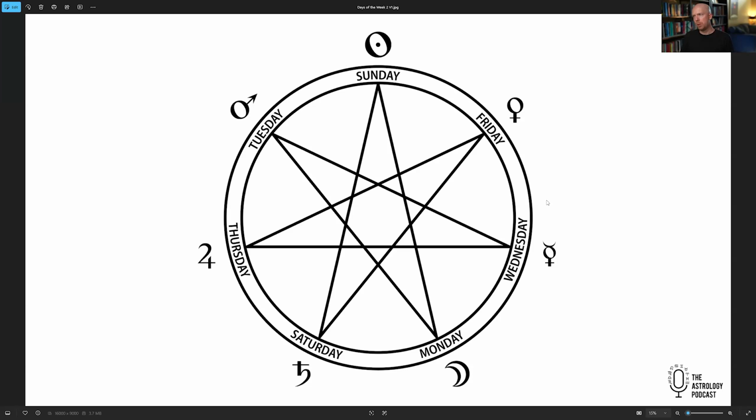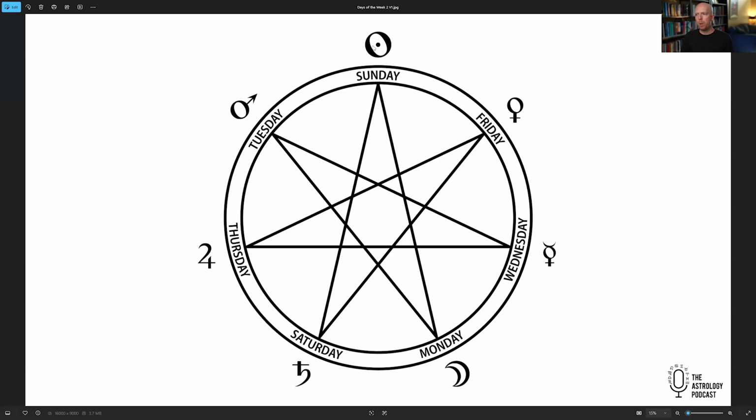To continue with the rest: Saturday, Sunday, Monday, and then Tuesday is the day of Mars, Wednesday is the day of Mercury, Thursday is the day of Jupiter, and Friday is the day of Venus. I'm not going to do the whole usual linguistic breakdown of how all of those actually connect to all the planets, but it's interesting.